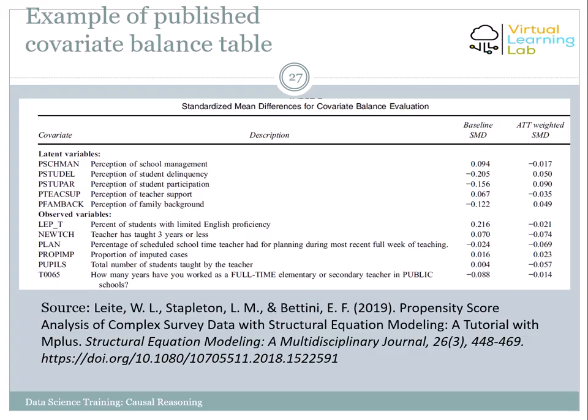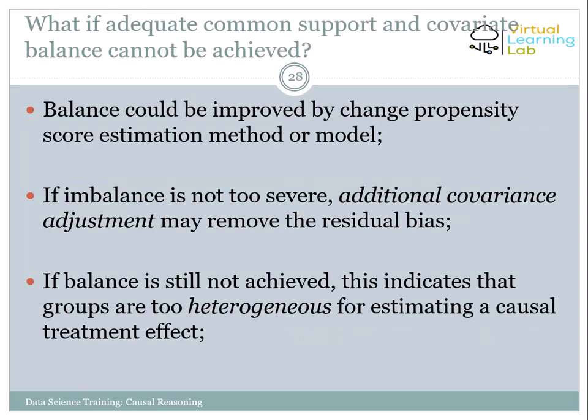Not all of them are smaller, but in general they are smaller, showing that there is an improvement in covariate balance. And this is the paper where this example partial table comes from. Now, if you do not achieve adequate covariate balance, one option, if it's just a few covariates, is to add them to the outcome model, but you can also try changing the propensity score estimation method.